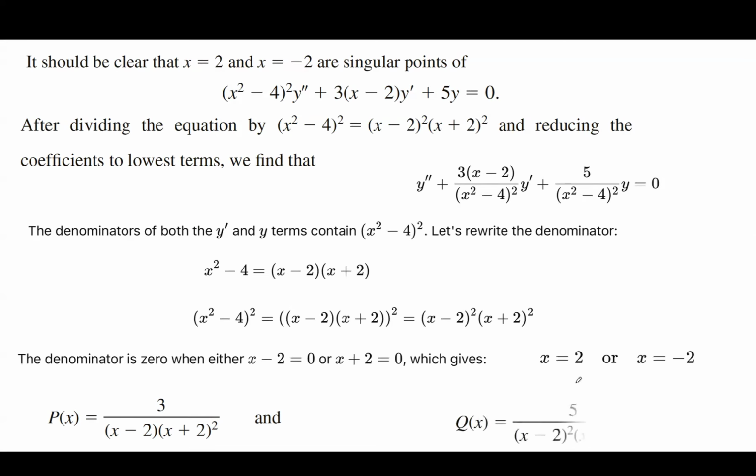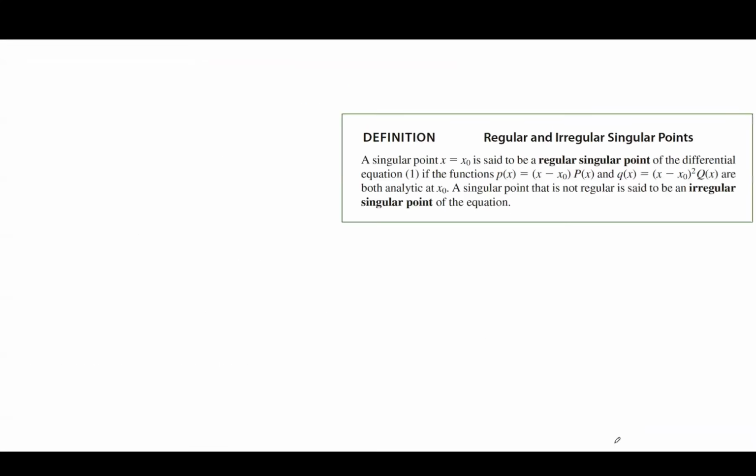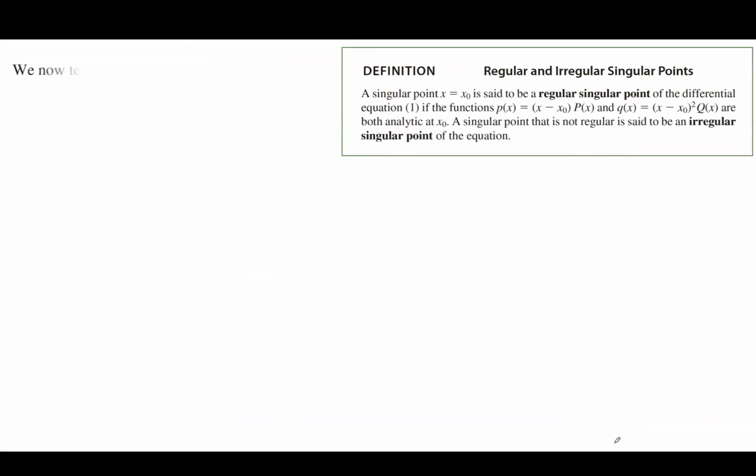p(x) can be further broken down into smaller pieces, because we can get rid of the x minus 2 on the numerator and simplify the denominator to be (x minus 2) times (x plus 2) to power 2. And q(x) stays the same: 5 divided by (x minus 2) to power 2 times (x plus 2) to power 2. Now let us begin. We are following the definition of regular and irregular singular points. Let us test p(x) and q(x) at each singular point.